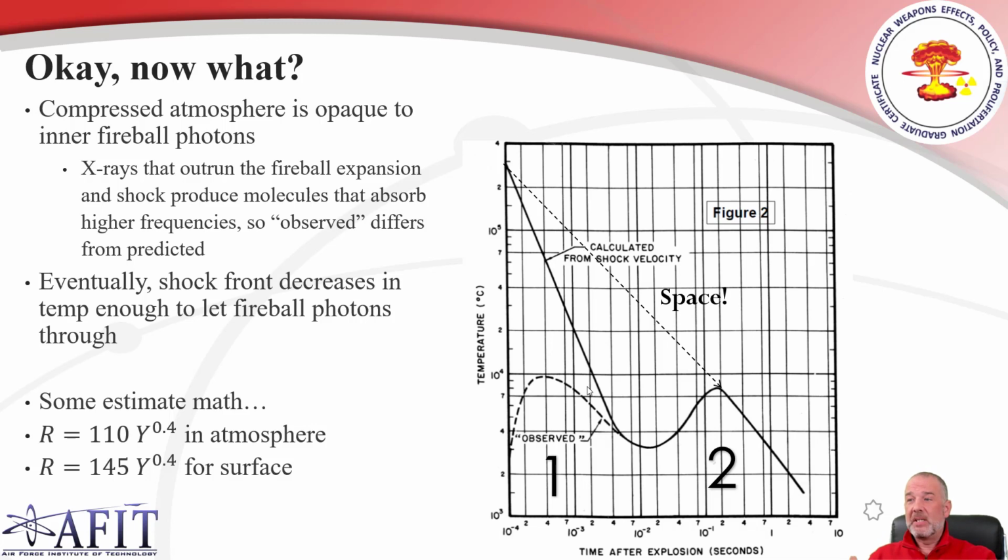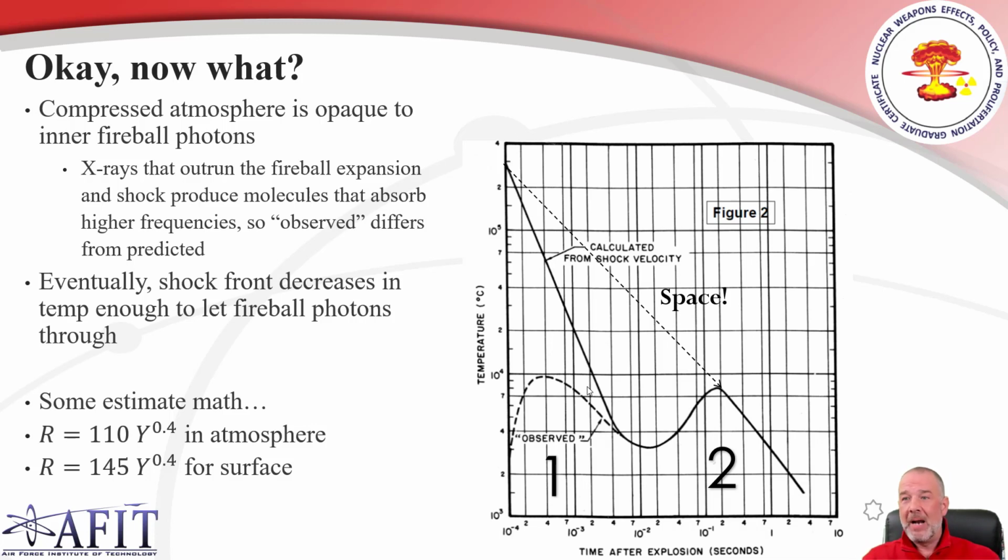All right, so this is the plot I was telling you about. Now, the compressed atmosphere, as I mentioned, is opaque to the photons coming from the inner fireball. There's something else that occurs here as well. If you remember that Planckian distribution, we had the possibility of producing photons in tens of keV. Because they're so high energy, these photons really aren't going to interact with the atmosphere all that much as they move outward, and they're going to run ahead of the X-ray driven fireball expansion, and they're even going to run ahead of the shock front.